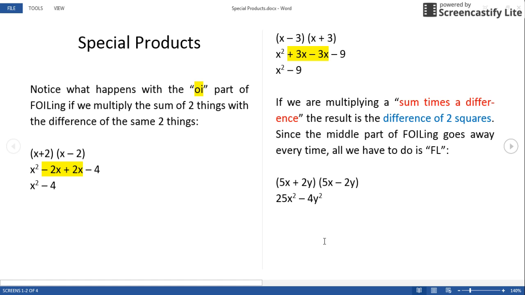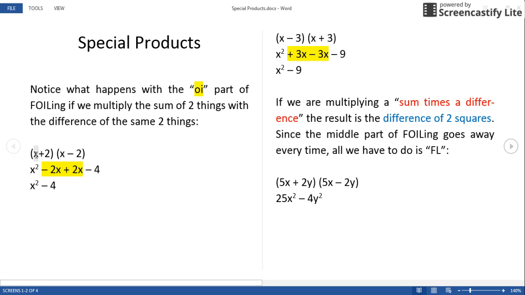There are a couple of special products that we need to know about that will speed up our multiplication process. First, a sum times a difference. Notice what happens to the OI part of FOIL if we multiply the sum of two things with the difference of the same two things. That means two things that are added together and the exact same two things that are subtracted.